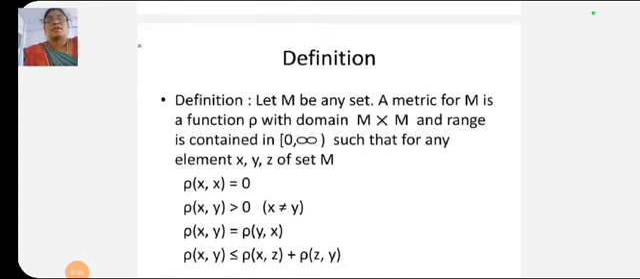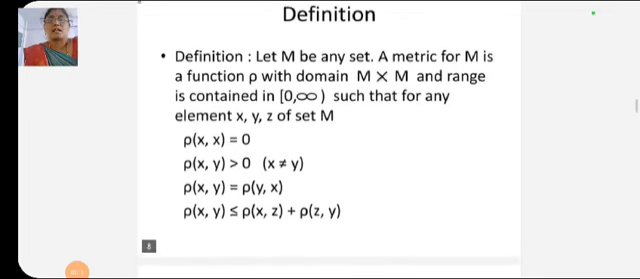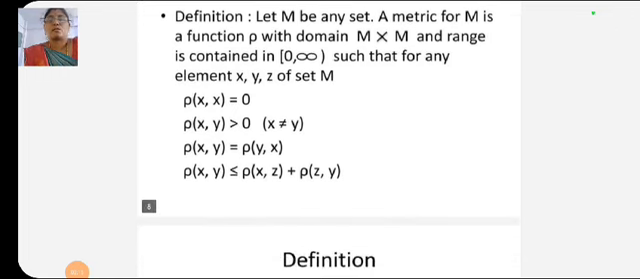Next we have to see the definition of the metric space. Let M be any set. A metric for M is a function rho with domain M cross M and range contained in [0, infinity), such that for any elements x, y, z of the set M, rho of x comma x equal to 0, and rho of x comma y equal to 0 implies x equal to y.